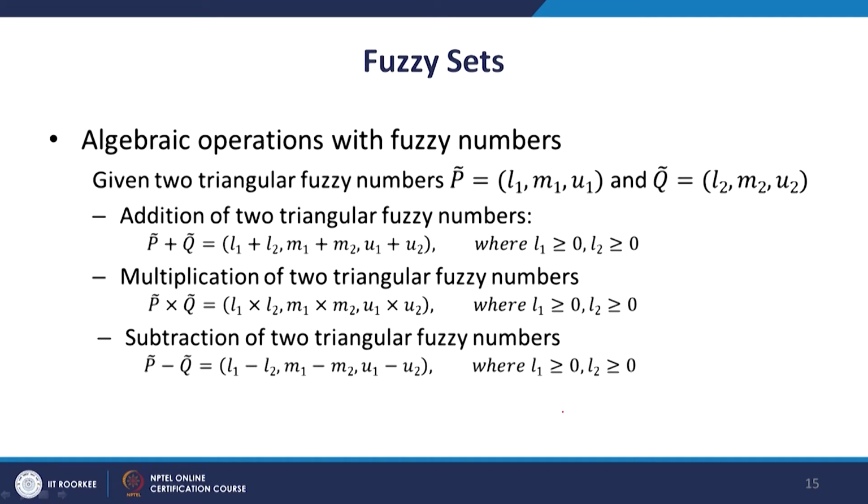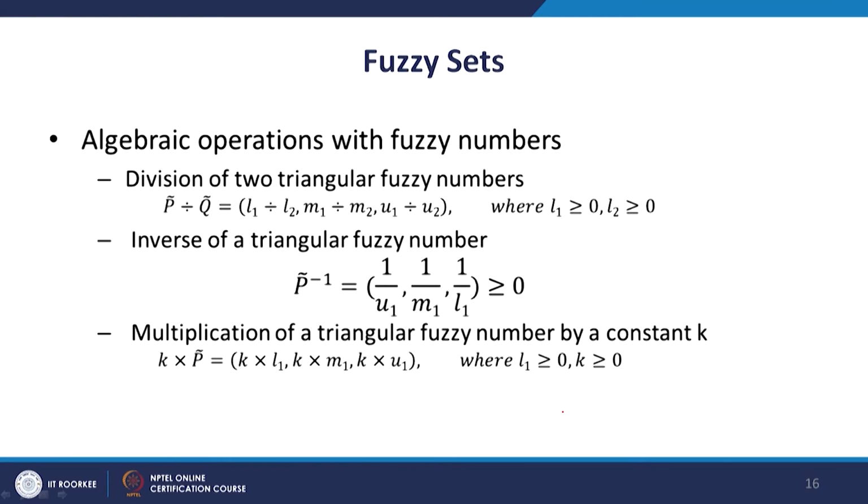Similarly, subtraction of two triangular fuzzy numbers can also be defined. So, here p tilde minus q tilde can be defined as the first parameter being L1 minus L2, the second one will become M1 minus M2, the third one will become U1 minus U2, where L1 and L2 both are greater than 0. So, these three algebraic operations, fuzzy addition, fuzzy multiplication and fuzzy subtraction, can be performed quite similar to the way we do it in the conventional theories.